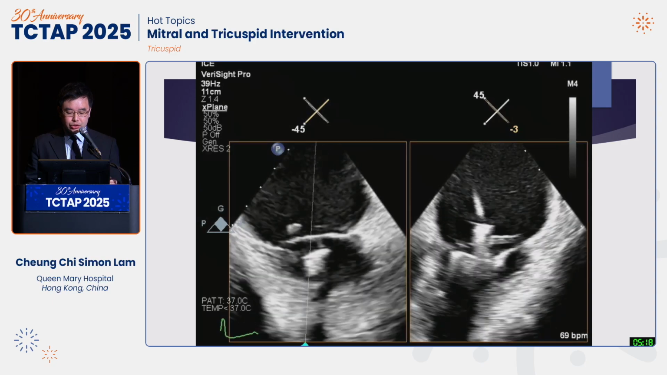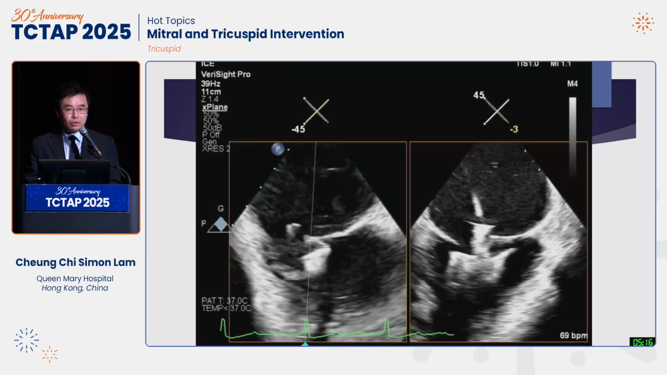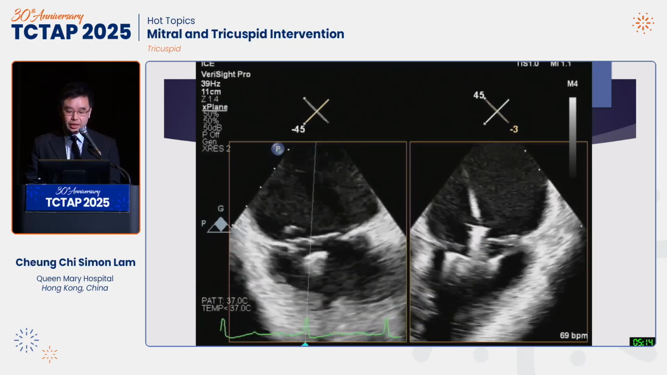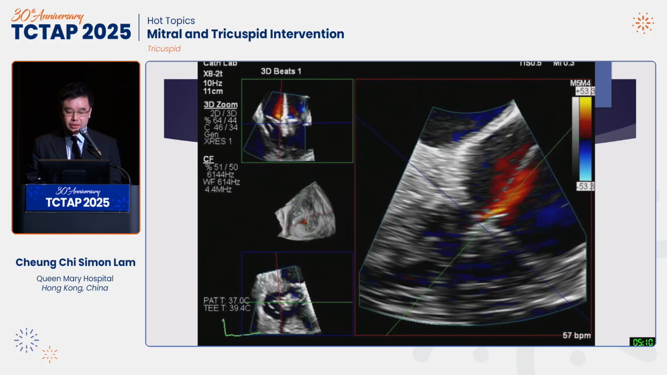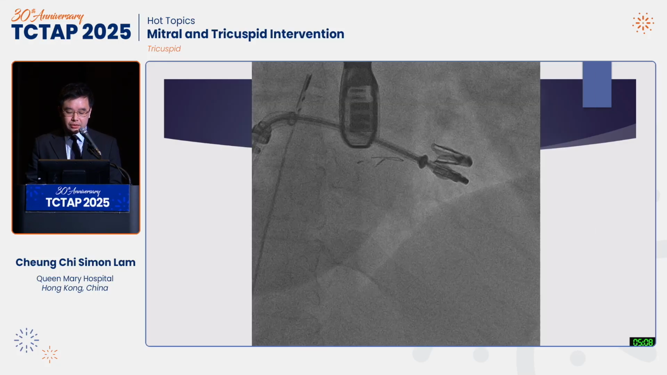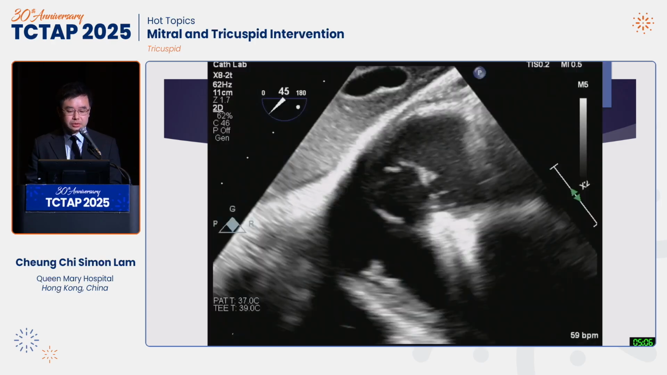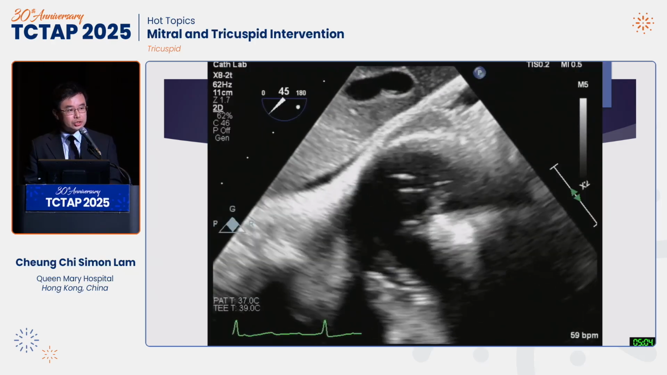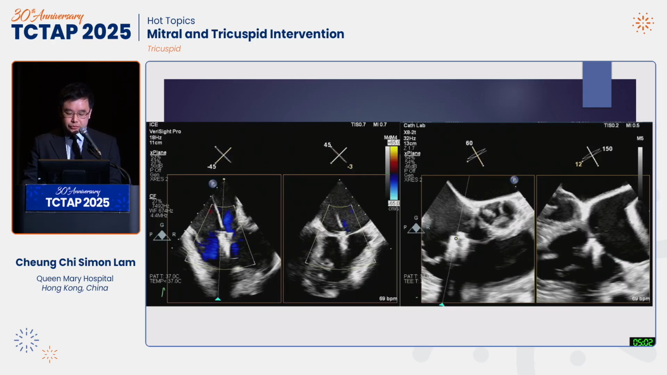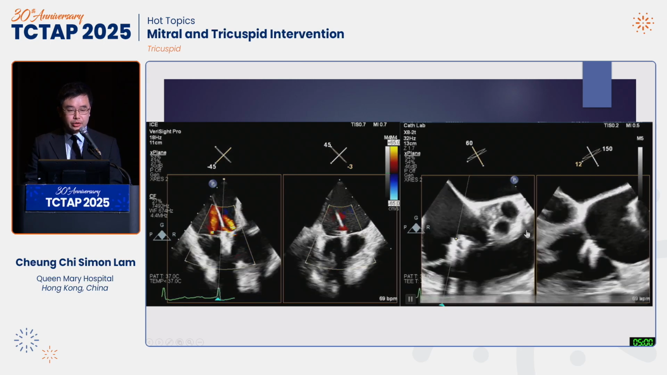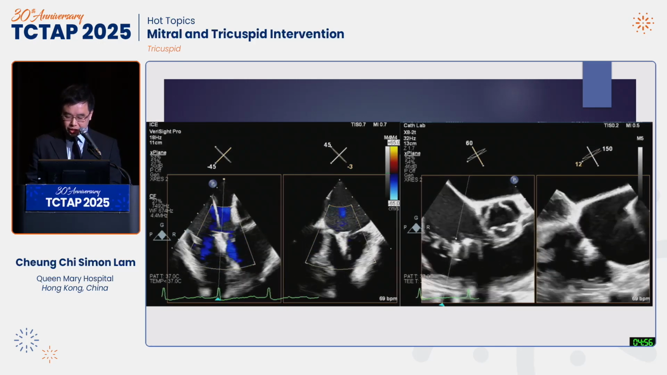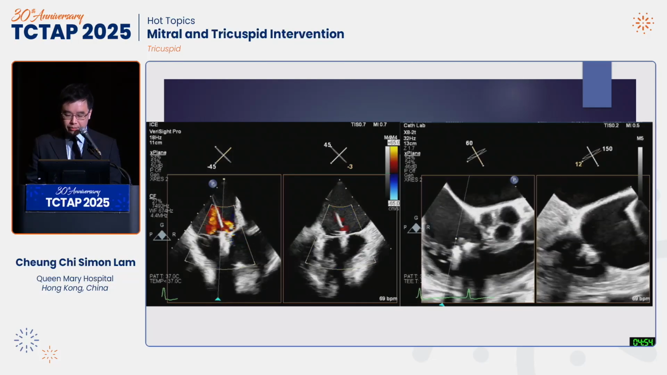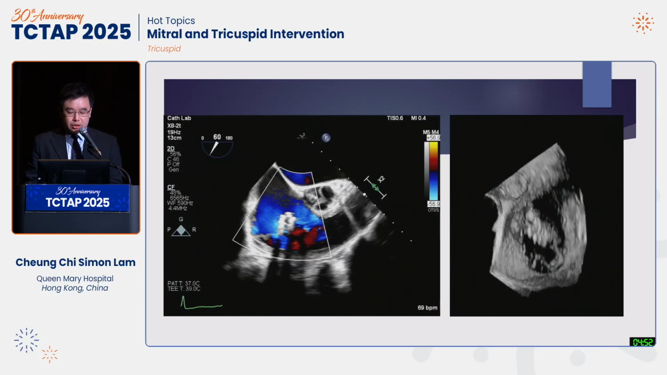And the rest is usually reproducible. Usually we need one more clip, or sometimes 2 or 3, and you just repeat everything that you have done: imaging, meticulous assessment, deployment, and usually we have very good results like this. So this is a transgastric view showing the results and the residual. Usually you can at least decrease the grade of TR by 2 grades, and sometimes, like in this case, we can achieve mild TR afterwards.